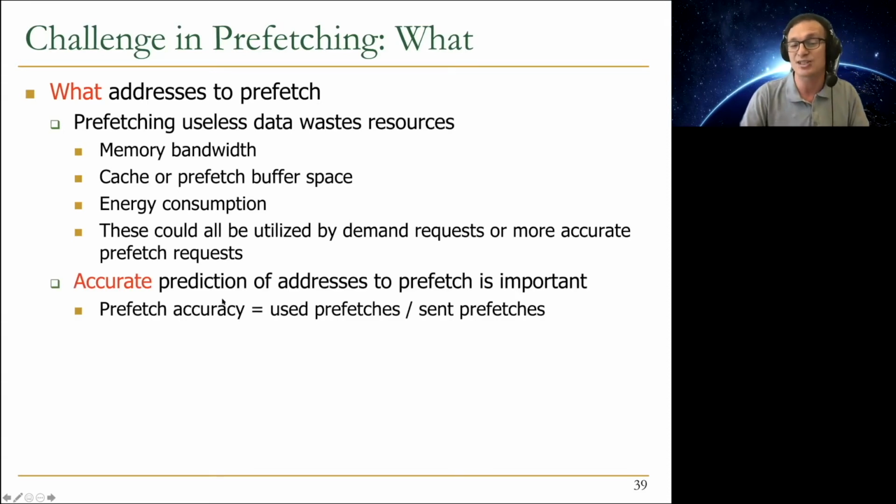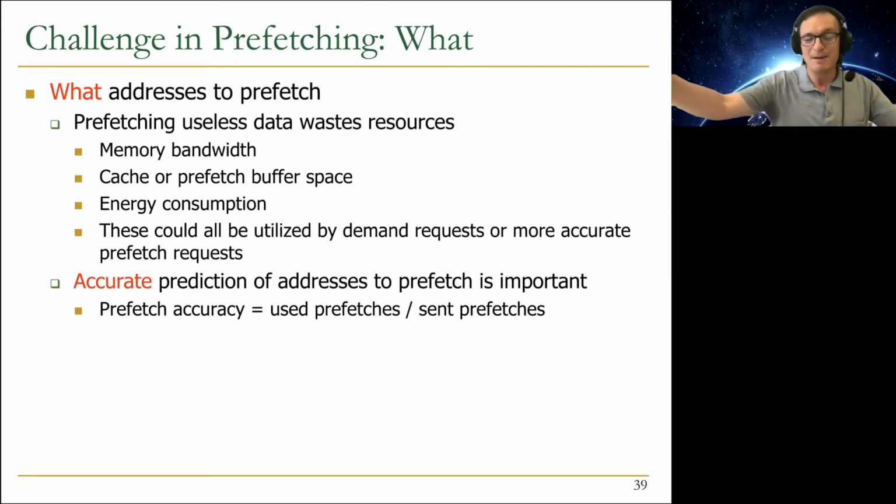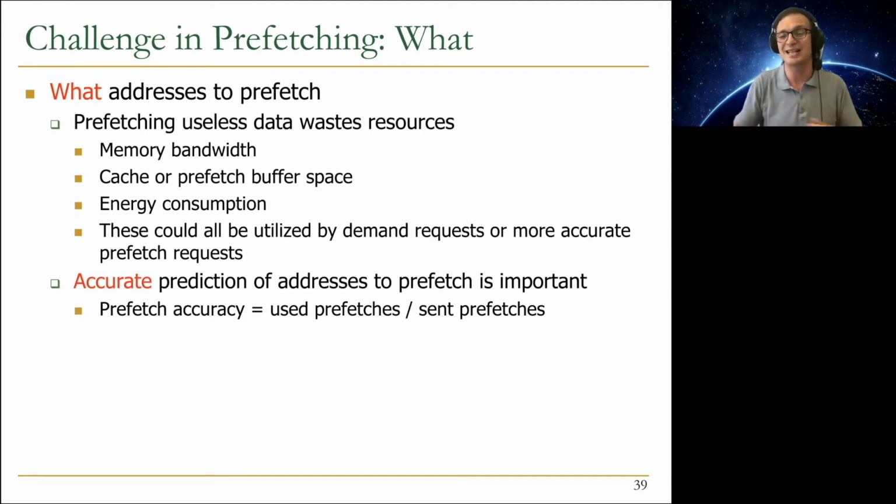And prefetch accuracy is defined as the number of prefetches you send, and what fraction of them are used, essentially out of all the prefetches that you sent. Clearly, you want to increase it, but then if you try to increase it, maybe you're not covering a lot of your cache misses, meaning you're not sending a lot of prefetch requests.